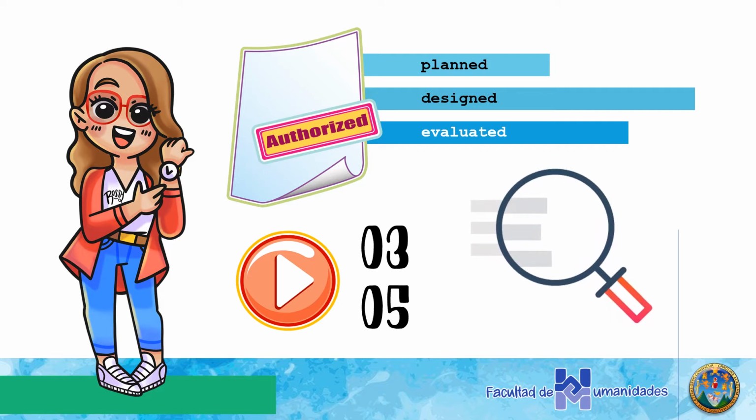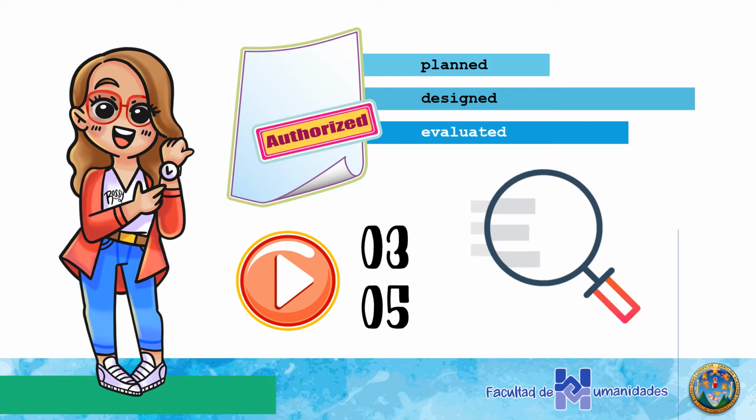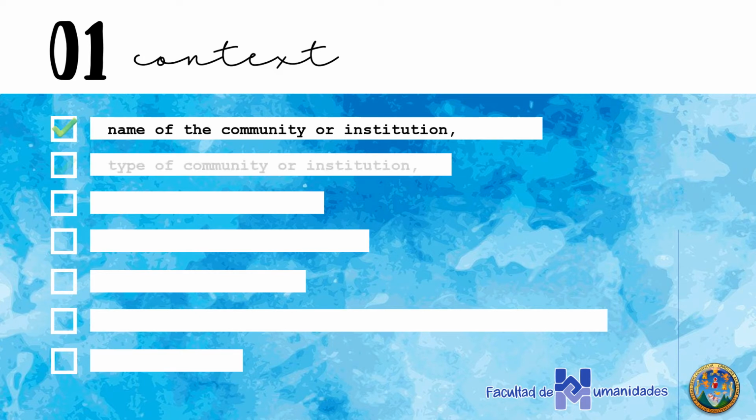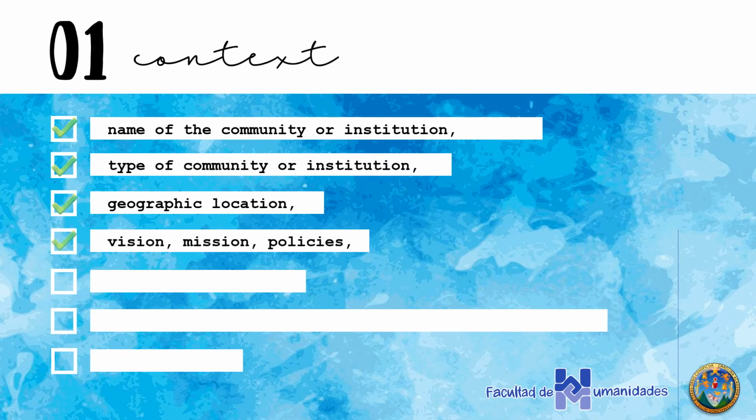According to the Normativo del Ejercicio Profesional Supervisado, your first chapter, meaning the diagnosis, must include number 1, community or institutional context, depending on what it is, a community or an institution, and within, name of the institution, type of institution, geographic location, vision, mission, policies, objectives, goals, organizational structure, and resources.